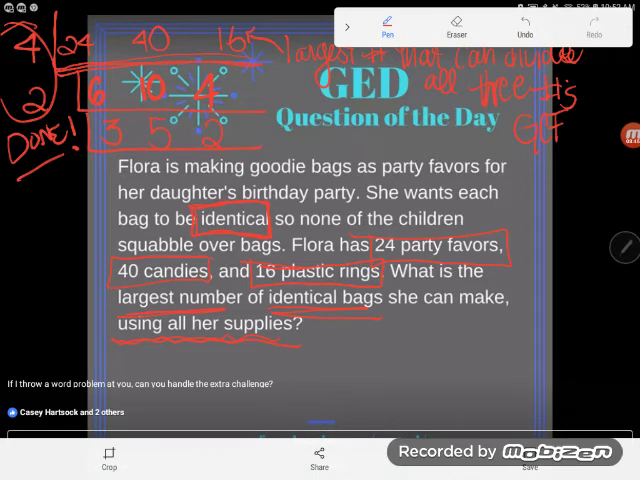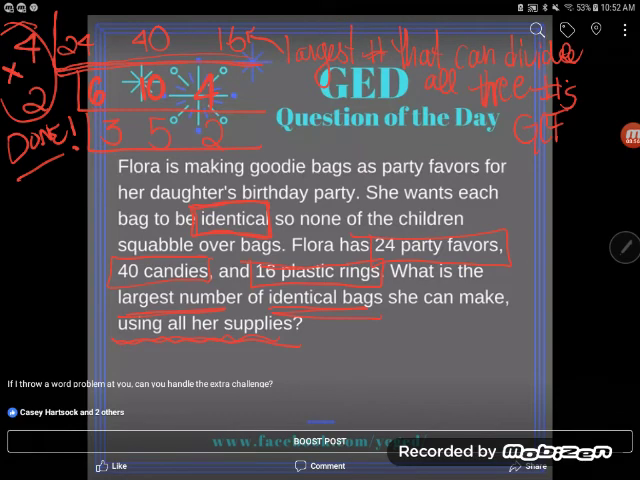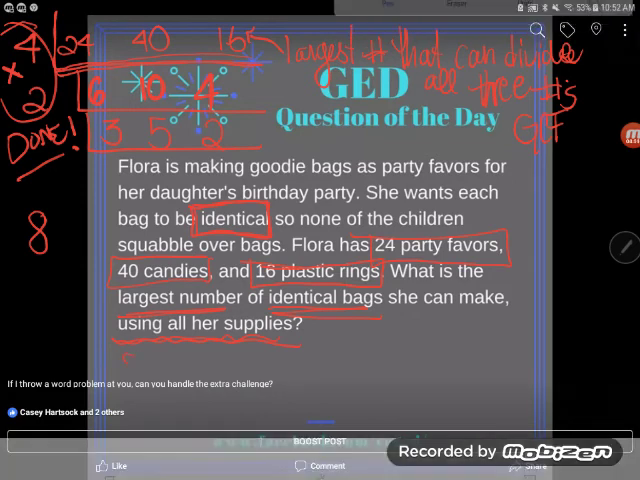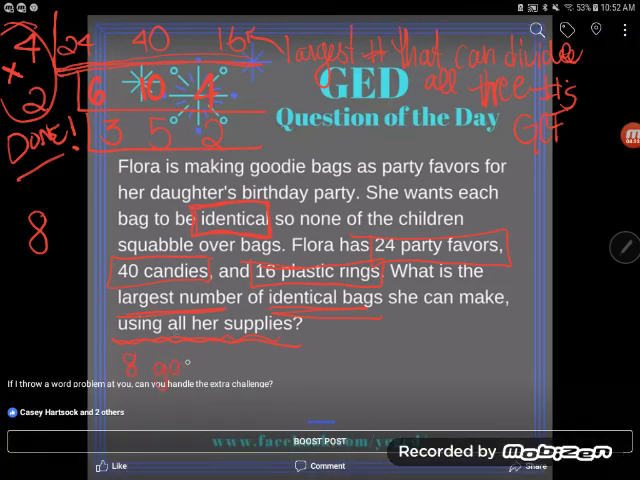So we're building the GCF factor by factor. So we found a couple of common factors here. And what we're going to do to find the greatest common factor is just multiply all the common factors we found together. So 4 times 2 is 8. So the GCF of this problem is 8, meaning we can make 8 identical goodie bags. And that's the most number of goodie bags we could make using all of these supplies.